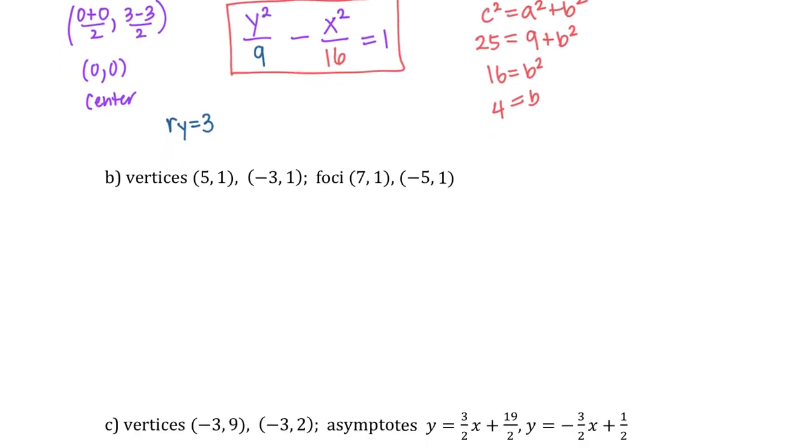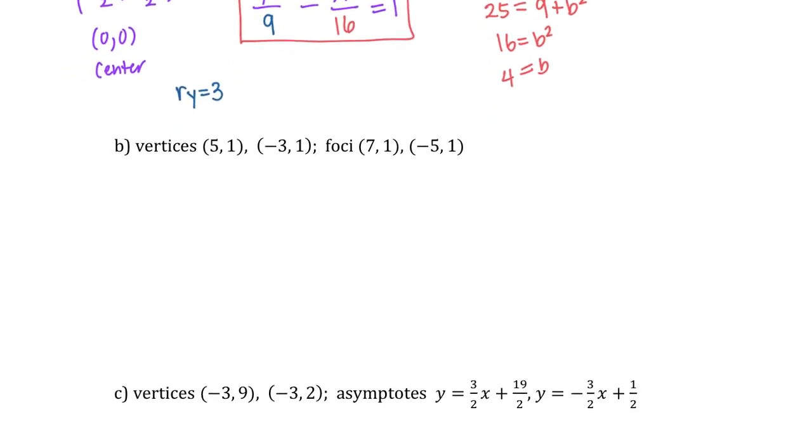Okay, let's see, B, they give me the vertices and the foci again. That seems reasonable. It is a hyperbola because it told me it's a hyperbola. Let me see if it's opening in the x or y direction. The vertices are at (5, 1) and (-3, 1). So the y value is not changing. Only the x value is changing, which tells me this is opening in the x direction.